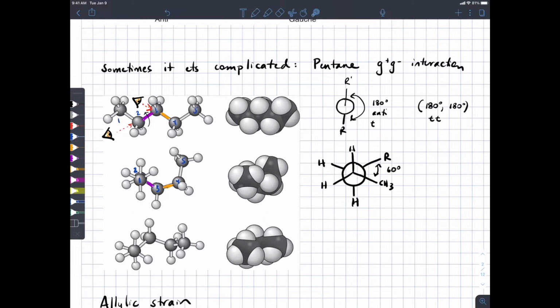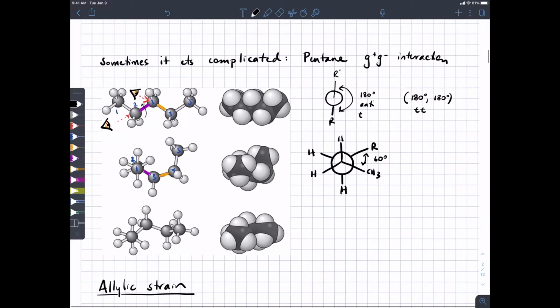And then let's look down the bond between 3 and 4. You would just call that last one gauche, right? Yes, this first conformation is gauche. There is a gauche plus and a gauche minus depending on whether you rotate counterclockwise versus clockwise.